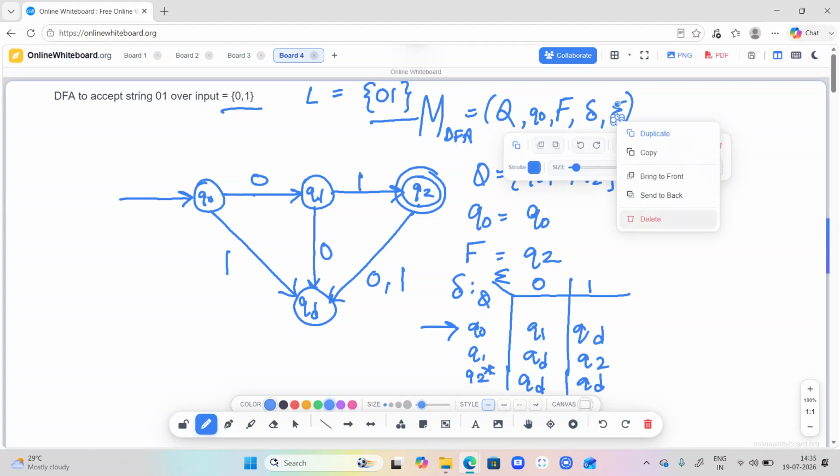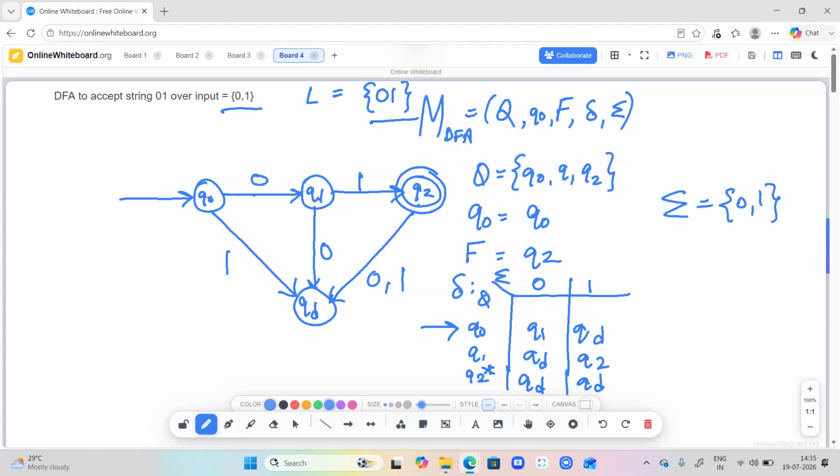And finally, for input, your input is given in the question already, just 0, comma 1. This is how you represent 5-tuple notation.